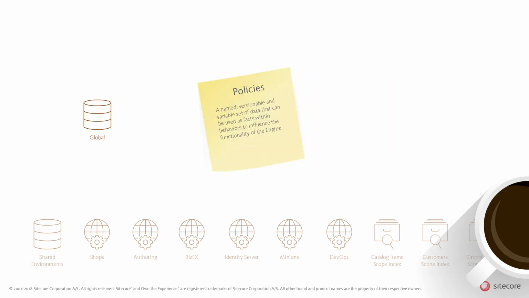A policy is a group of settings which defines and affects the functionality of the individual features or plugins in the Commerce engine. Policies are named, versionable variable data sets that go towards making the engine flexible and configurable. They're stored in the global policy store and are heavily cached.